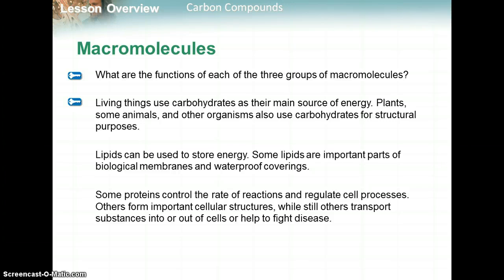They're used to transport substances in and out of the cells. We talked about earlier how there are protein channels within a cell membrane that allow some things to enter, some things not to enter, and vice versa, things leaving. And they also help fight disease. We won't be covering the immune system in this class, but your antibodies and macrophages that engulf foreign bacteria or viruses are actually made out of protein.